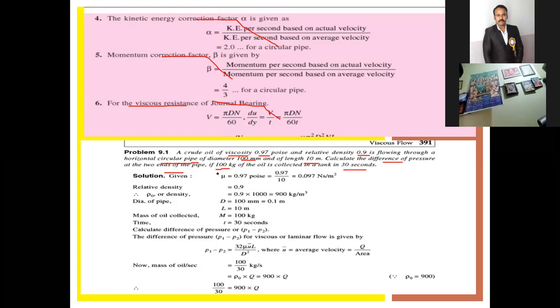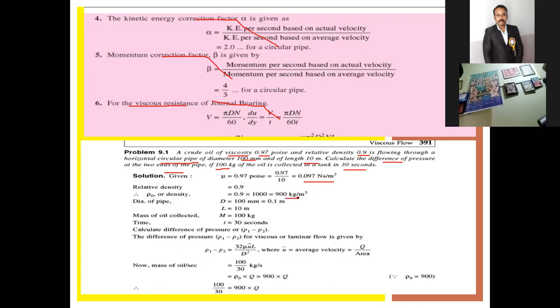Now see, what is given? Mu is equal to 0.75. Convert into Newton second per meter square. That is 0.7 by 10, that is equal to 0.07 Newton second per meter square. Next, what is the density rho? The relative density is 0.9. Convert into SI units. Since it is crude oil, rho C or rho 0 we can keep. 0.9 into 1000, that is 900 kg per meter cube.